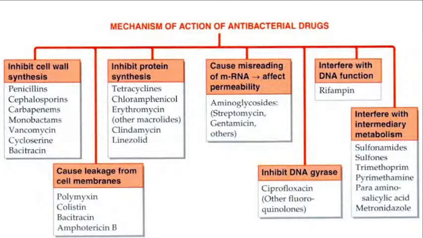Okay, chalo, so based on mechanism, the first one is cell wall synthesis inhibitors. All the beta lactam antibiotics, like penicillin, cephalosporin, carbapenem, monobactam, are cell wall synthesis inhibitors. Other than this, bacitracin, which is a polypeptide antibiotic, then cycloserine, then vancomycin. Vancomycin, we've seen that, right?